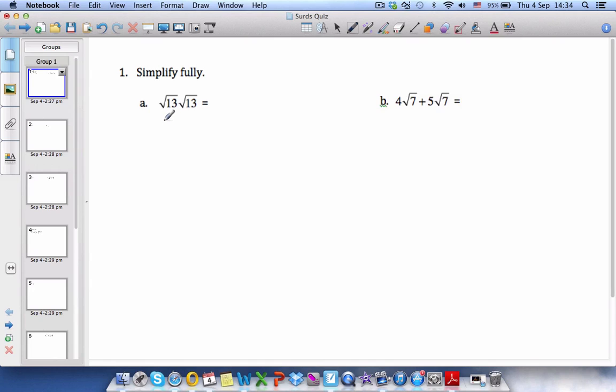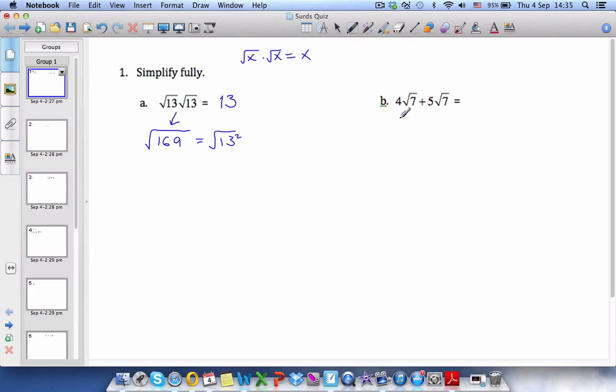Number 1a, square root of 13 times square root of 13. That by definition is just 13. A lot of you are going, oh, what is 13 squared? 169. And maybe leaving it there, and then going, oh, I know that's square root of 13 squared. But why would you go from here to here and then 13 squared and go back to 13, right? Anything, square root of x times square root of x is just x, whatever the x is. Okay, so that was 13.